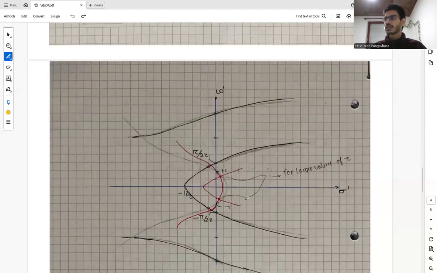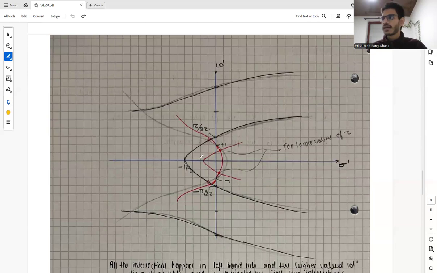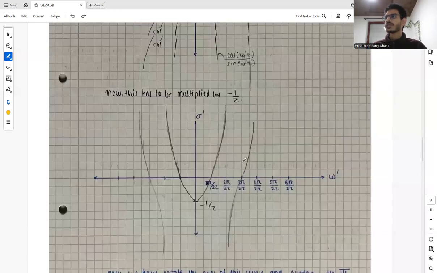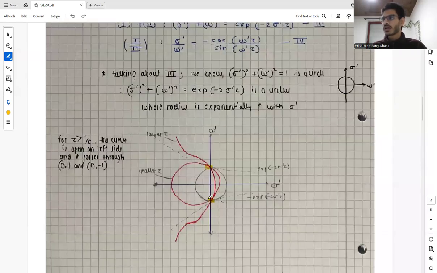So when we do this, let's consider the curves in green and black. Let's consider this green curve. What is happening? Over here, this is the point minus 1 by tau, and this is the point pi by 2 tau, and it came from this. Now, as we know, these two points are crucial, which are basically (0, 1) and (0, -1).